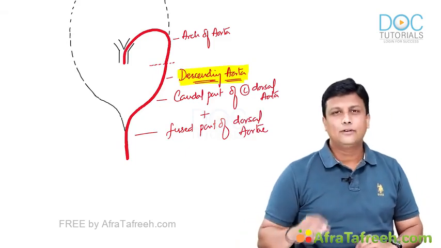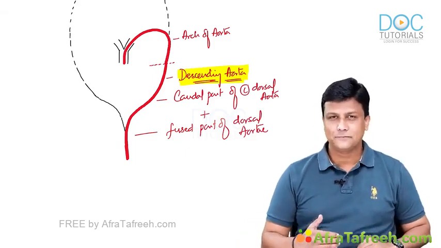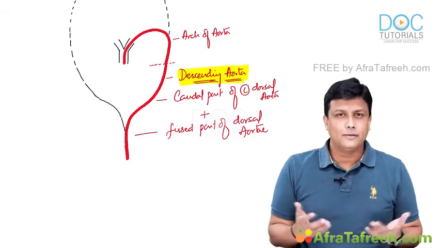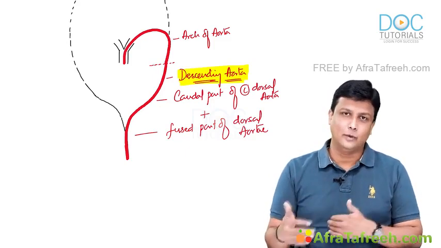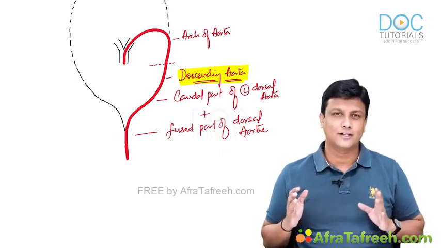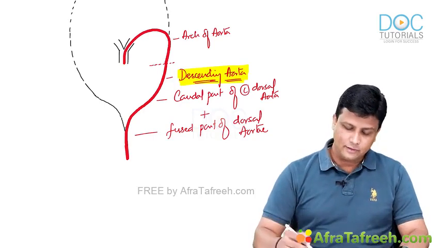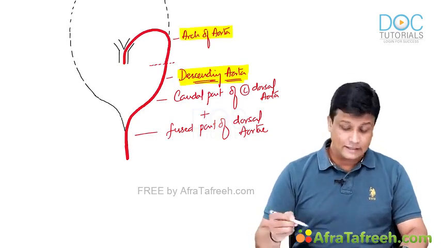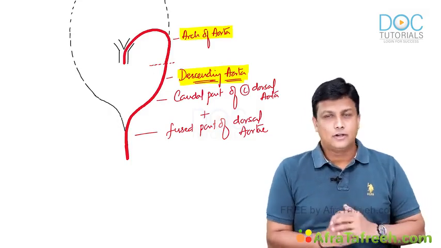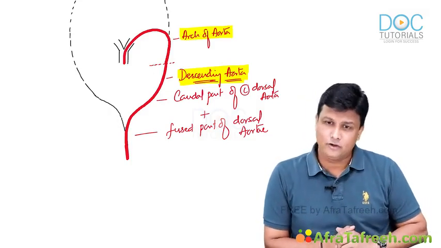That is the beauty of learning with the help of these diagrams, guys, that we don't have to mug up the things, and forget about mugging up, we can't even learn in that way. Caudal part, cranial part, right and left and all. So the best way is learning like this. The arch of aorta we have already completed before, we don't have to write it again. The descending aorta is derived from the caudal part of the left dorsal aorta as well as the fused part of both the dorsal aortae.